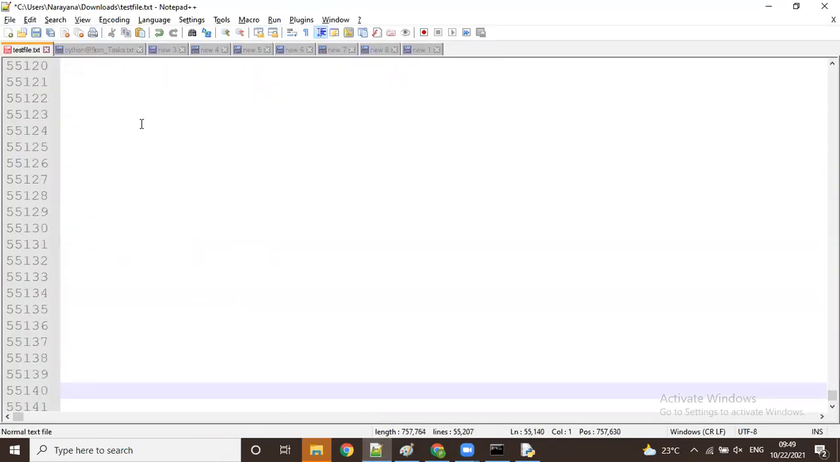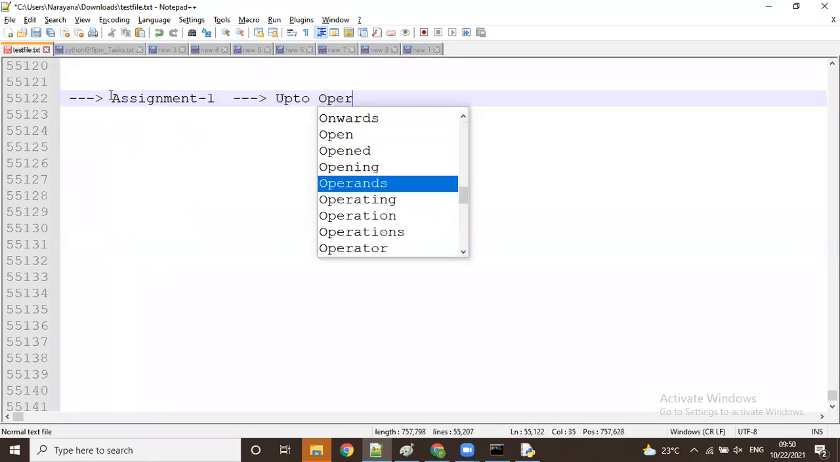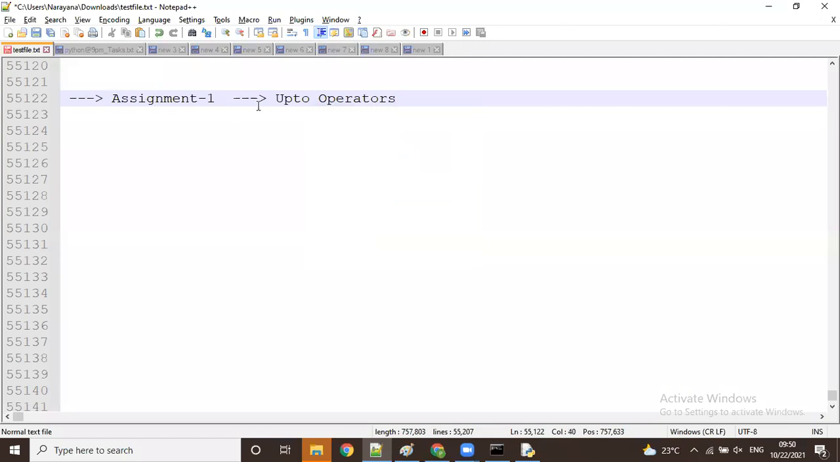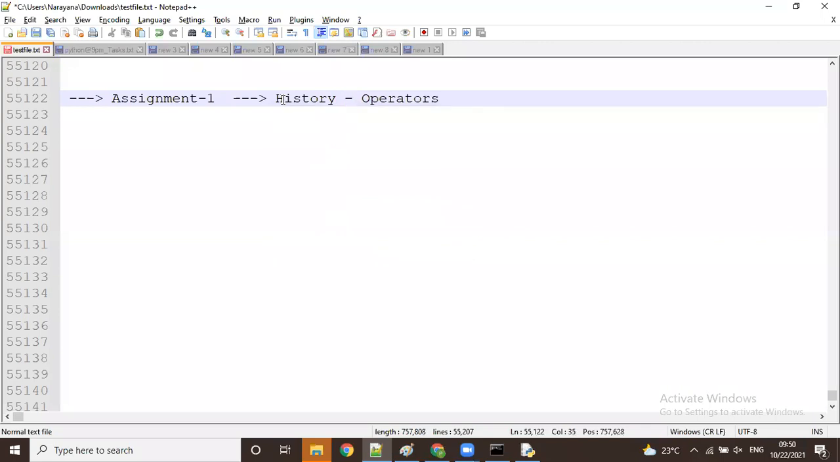So till now, whatever is completed, guys, is the content of assignment 1. Till today, whatever is done up to operators is part of the content of assignment 1. Up to which one, guys? From the beginning day onwards, from history, the first concept, history topic, right? History to operators, guys, is the syllabus of the content of assignment 1.